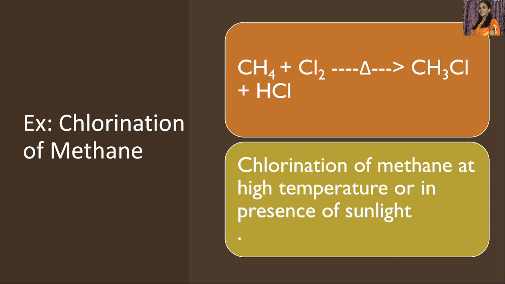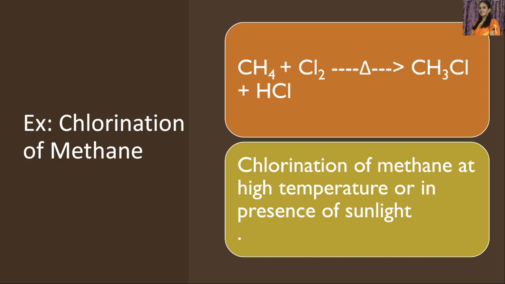Step 1, chlorine Cl2 undergoes fragmentation into two chlorine atoms. Second step, one chlorine atom abstracts one hydrogen atom from methane to form methyl free radical and HCl. In the next step, this methyl free radical combines with a chlorine molecule to form methyl chloride and a chlorine free radical. So the second and third steps are repeated.